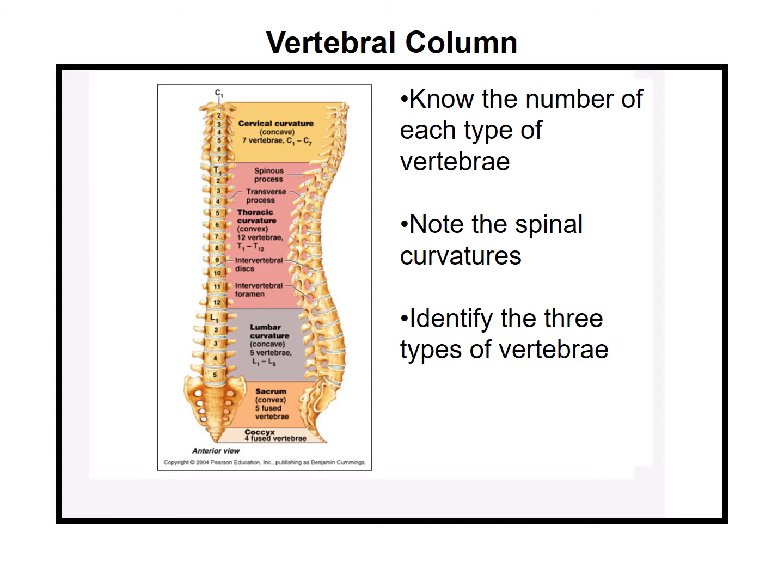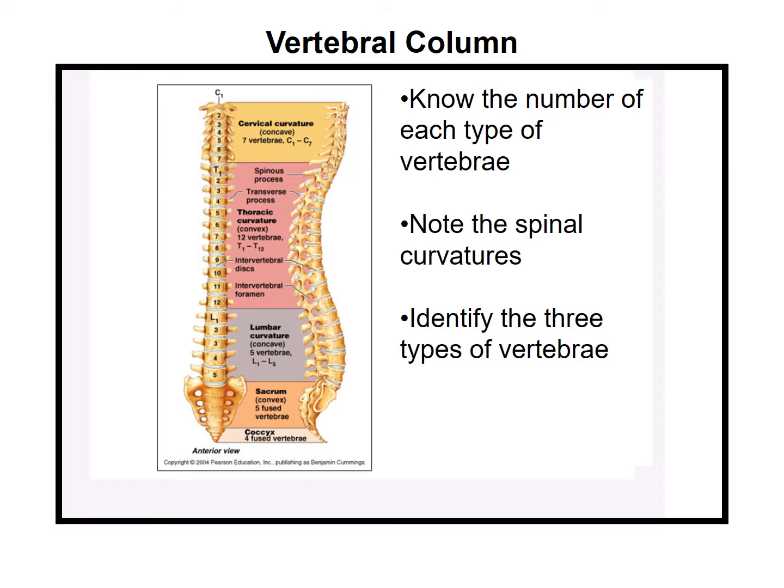The vertebral column, of course, protects the oh so important spinal cord. Also note these little holes here. These are intervertebral foramen. Nerves called spinal nerves pass from the spinal cord and radiate laterally, passing through these foramen.